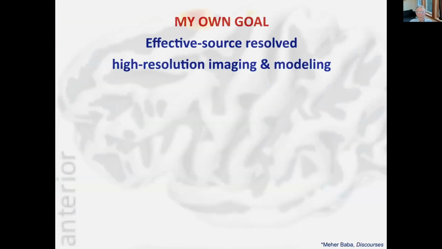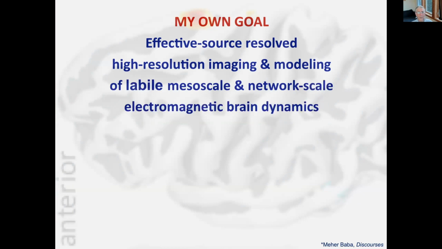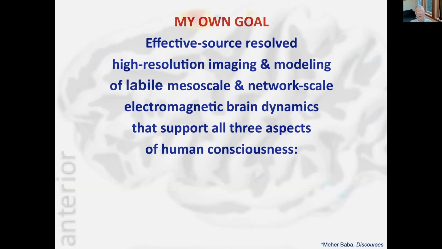So my own goal, closest to my heart in my years of research, has been to resolve effective sources, and to make source-resolved high-resolution imaging and modeling of the labile, mesoscale, and network scale electromagnetic brain dynamics, particularly of cortex, from EEG data. And then to use that to study all three aspects of human consciousness. Now, what are the three aspects of human consciousness?